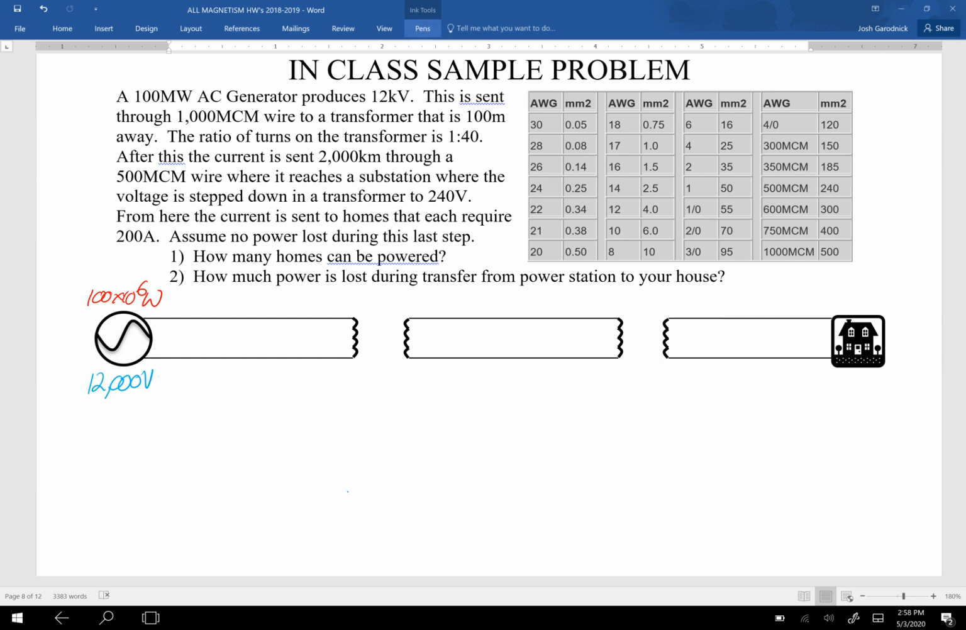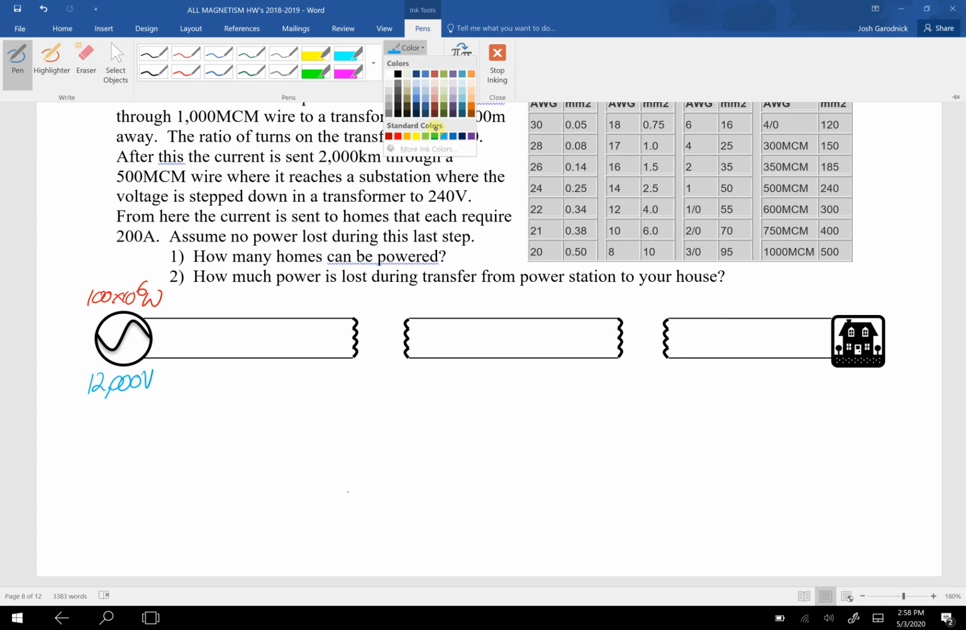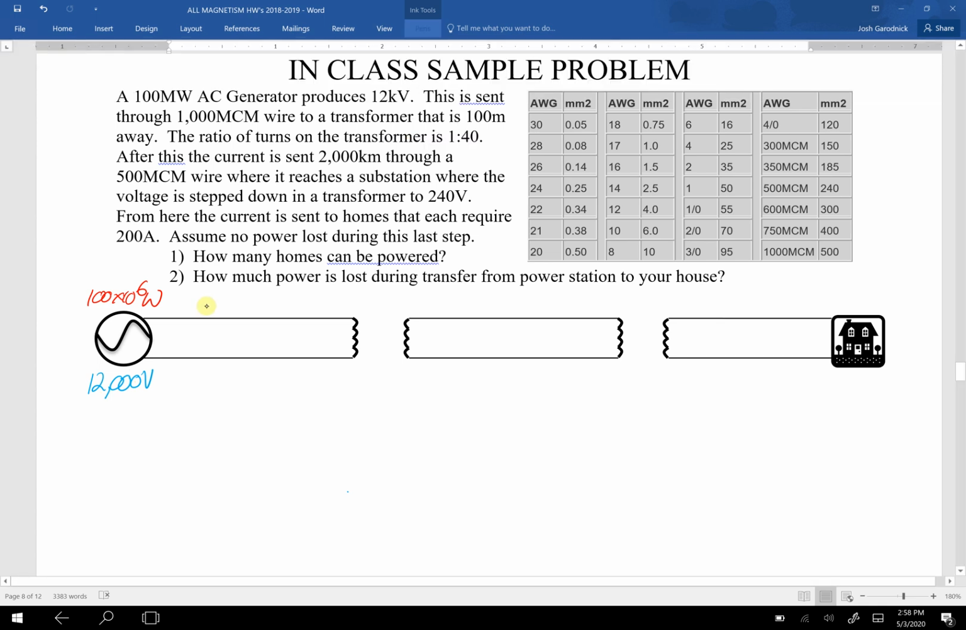So the easy thing here is that the transformer is 100 meters away. Well, I'm going to fill that in my picture. The length of this wire is 100 meters. And here is my transformer right there. I know it doesn't look like the one I just drew, but that is how we're going to be drawing a transformer for now.